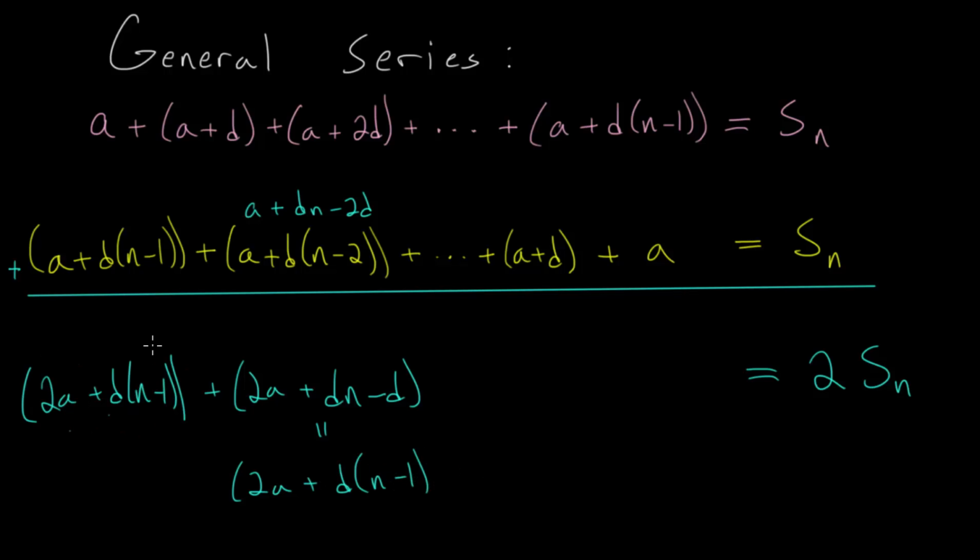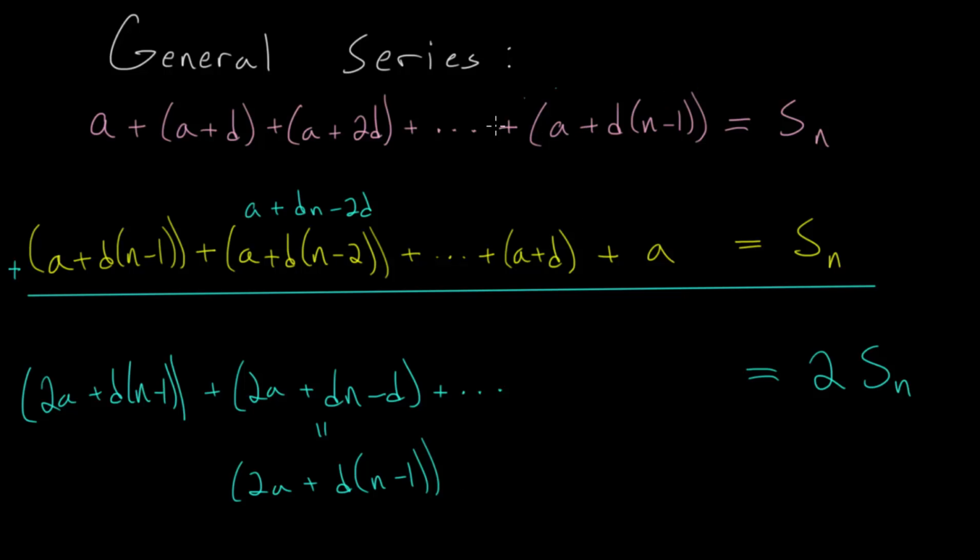Notice it's the exact same thing here. And we'll keep going. This is going to go on for a while. We do have a finite amount of terms, but we're assuming there's many terms in the middle here. And they're all going to simplify to this 2a plus d times n minus 1.